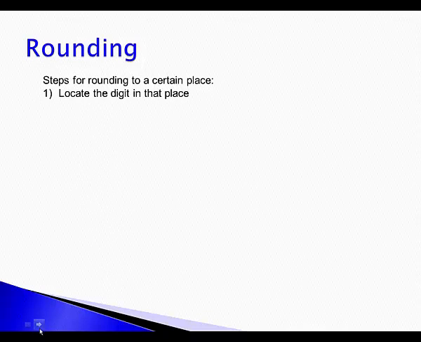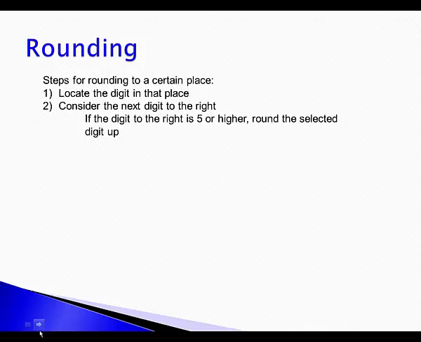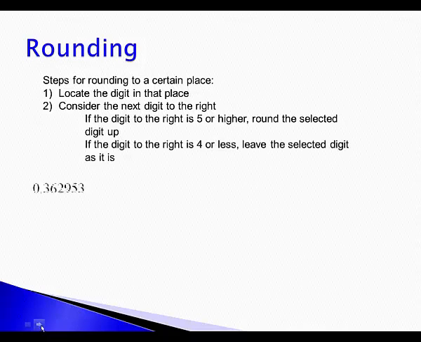Our last order of business for the day will be to do rounding. What we want to look at first is the steps for rounding to a certain place. We will locate the digit in that place, we will consider the next digit to the right, and then we will follow these rules. If the digit to the right is 5 or higher, we will round the selected digit up. If the digit to the right is 4 or less, we will leave the selected digit as it is. So let's look at a number that we'd like to round. I need to tell you what position we want to round it to, and so I'll do that now.